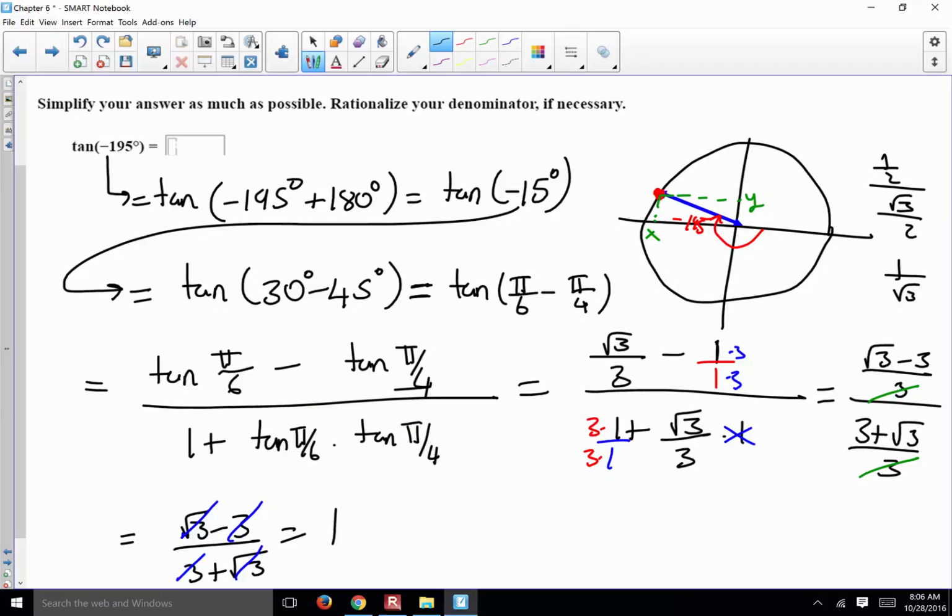Right? No, we can't. You cannot cancel any of these guys. Why? Because the operation among them is not multiplication. It's addition or subtraction, which is no pass for cancellations. You cannot cancel these because they are adding other terms or subtracting other terms. So this is your final result then.